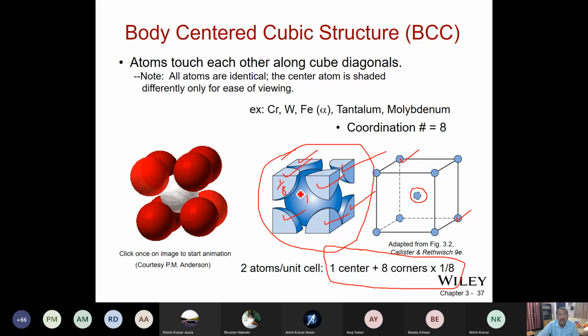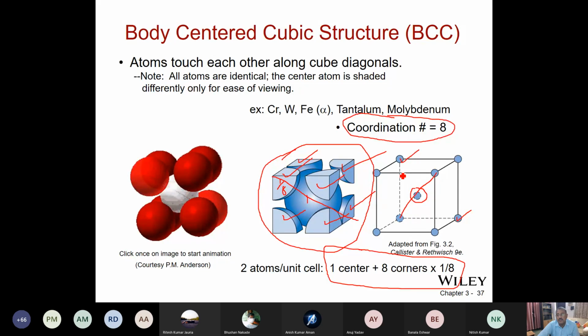Along this body diagonal direction, the atoms are touching each other. This is the filled model, showing how the atoms are touching each other. This is a ball and stick model, but this is how the unit cell is filled with atoms. Some common metals, chromium, tungsten, alpha iron, an allotropic form of iron, tantalum, molybdenum, etc. are body-centered cubic. They have 2 atoms per unit cell and their coordination number is 8.